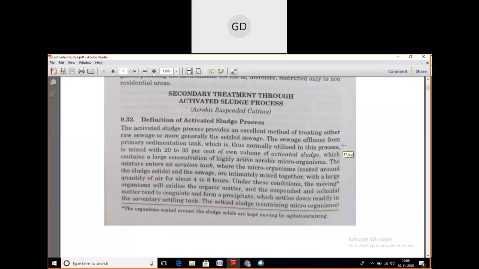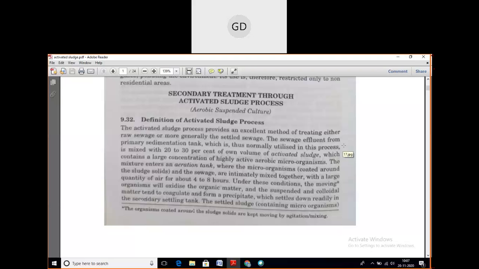In simple language, what happens in this activated sludge process? There is an aeration tank, and the oxidation by microorganisms takes place in the presence of oxygen. That is the main working principle of an activated sludge process. The microorganisms oxidize the organic matter in the presence of oxygen, and then the effluent from that aeration tank is sent to a secondary settling tank. In that tank, some sludge is formed at the bottom, and that sludge is known as activated sludge.